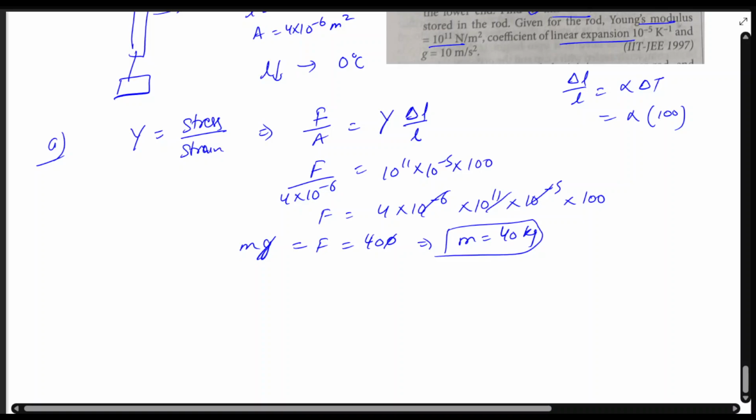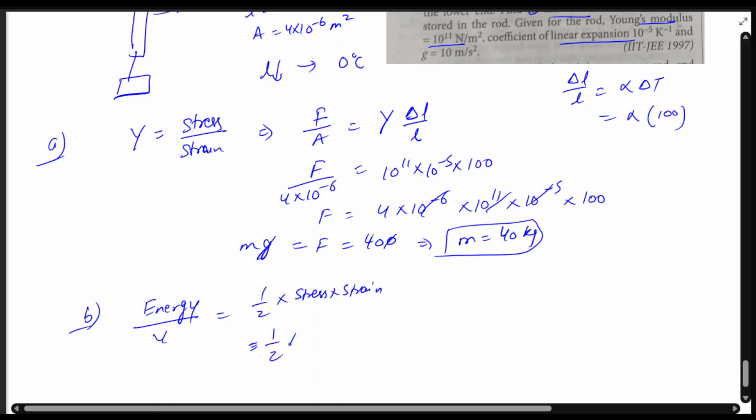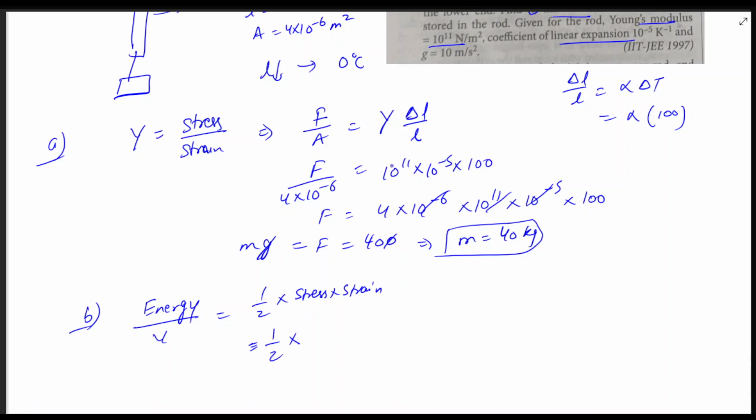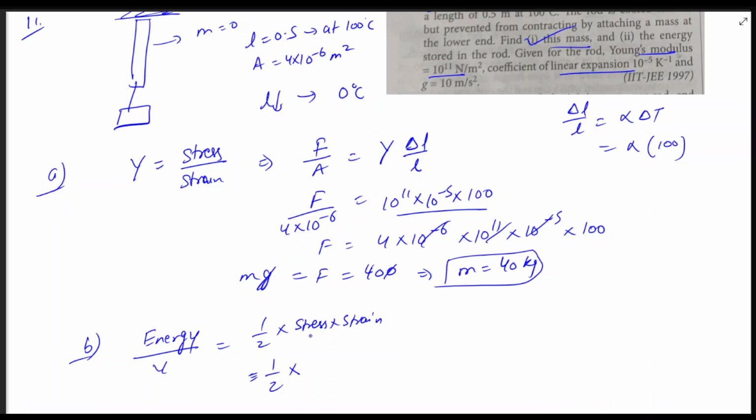So we know the formula for energy density. Energy per unit volume is half stress into strain, right? So we will just multiply it by the volume, half stress. Stress will be force upon area. So we can write as Y into strain, so Y into strain square.